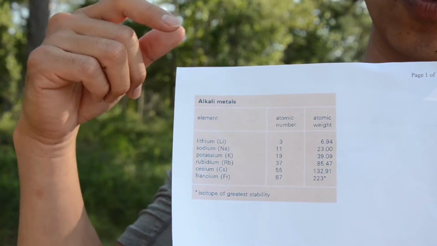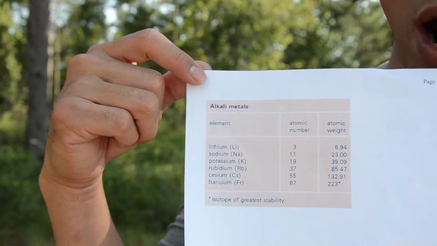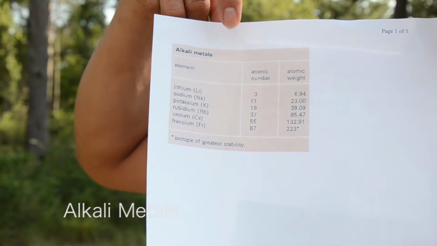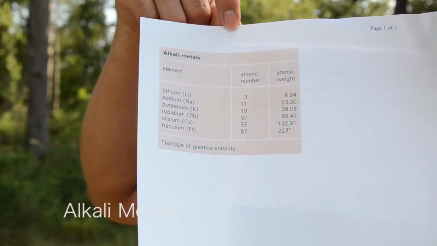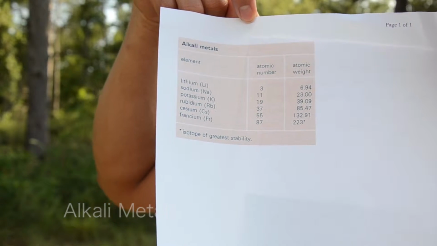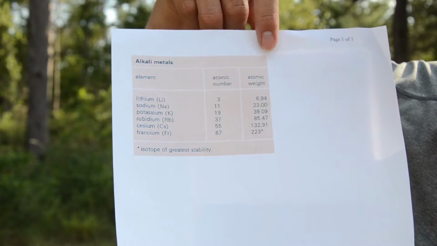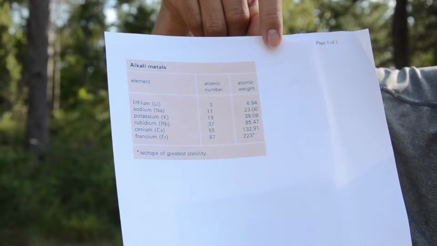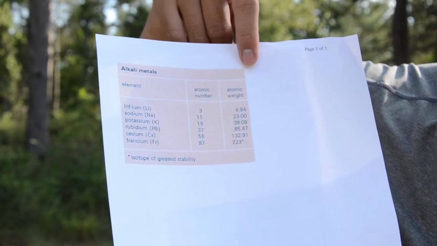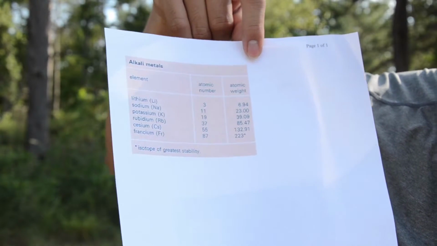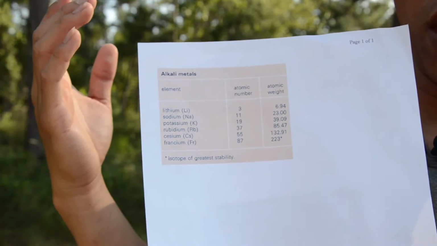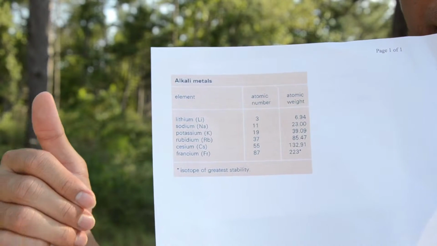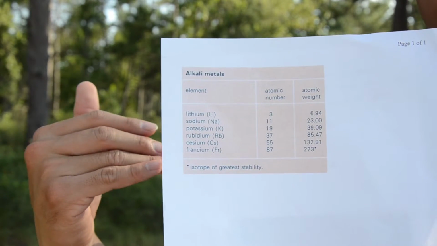Okay, so I will go through the alkali metals. It means group 1, the first group. It includes lithium, sodium, potassium, rubidium, cesium, and francium. They have atomic numbers 3, 11, 19, 37, 55, 87, which are increasing, and the atomic weight is increasing as well. As we move down the column, the mass increases due to the addition of protons and neutrons.